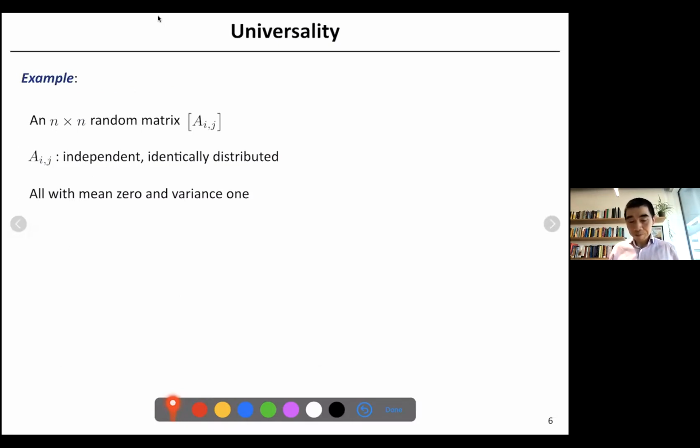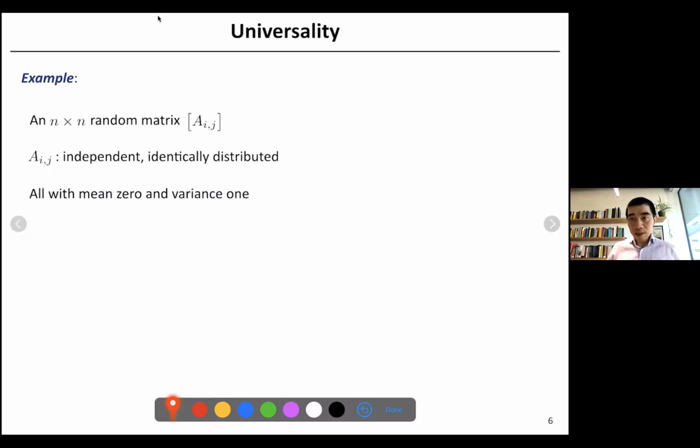Suppose you have an n by n matrix. You can think about n equal to 2000, so a 2000 by 2000 matrix, and then we're going to fill each entry with an independent random variable, with zero mean and unit variance. For example, you can just fill these entries with i.i.d. Gaussian random variables or i.i.d. Bernoulli random variables with proper normalization.